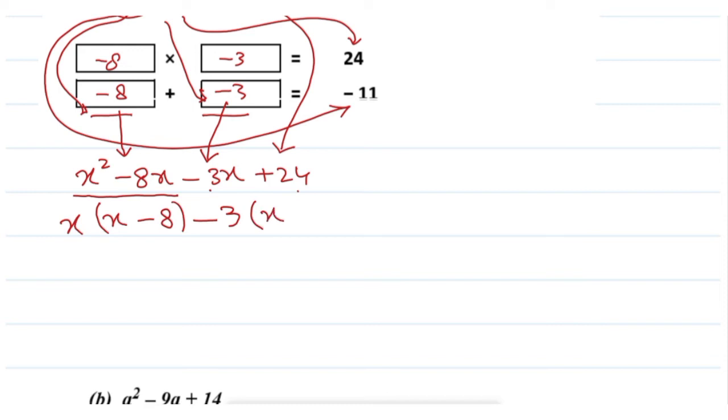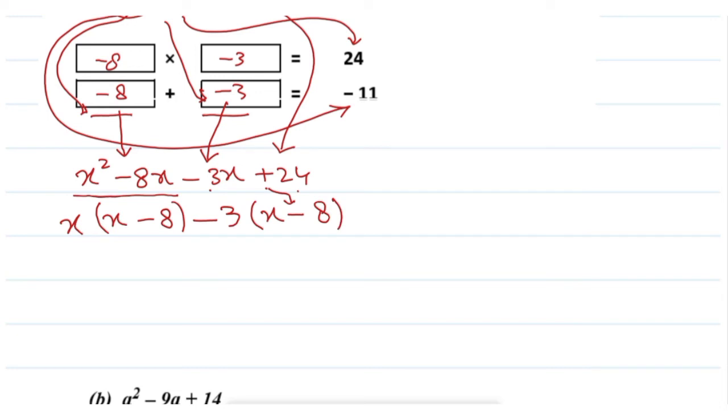So x remains, and because negative is taken as common, the outer sign will become the opposite, which is a negative sign. And 3 times what is 24? Yes, 8 threes are 24.